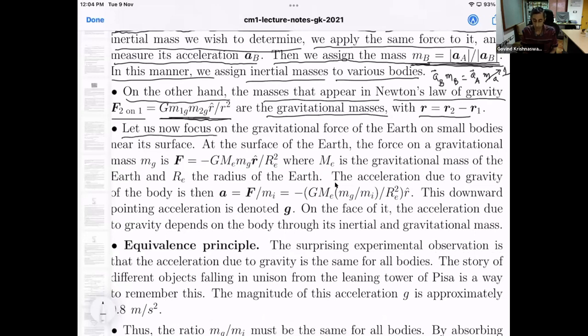Let us now focus on the gravitational force of the Earth on small bodies near its surface. The restriction to small is because there can be inhomogeneities in the gravitational force of the Earth, and we want to avoid some of those things. So we are going to look at small objects near the surface of the Earth.